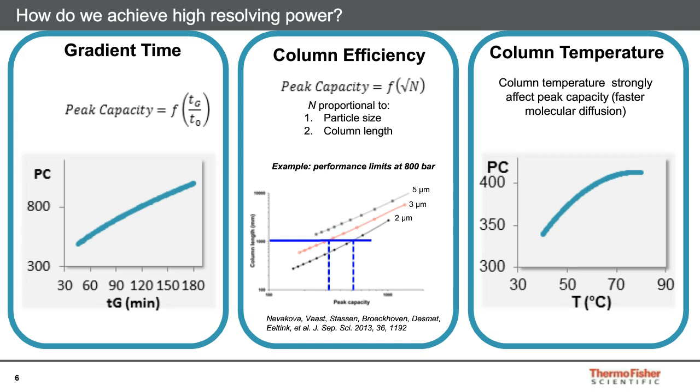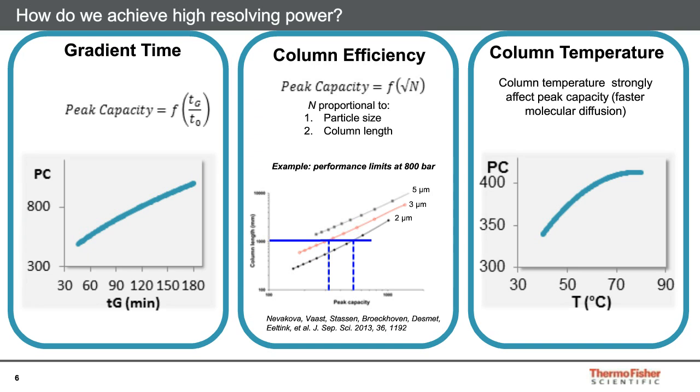The last parameter we can change is the column temperature. And peptide mapping benefits from high column temperature, as you can see in the right figure. And this is due to the fact that the kinetics of the mass transfer of the peptides from mobile phase to stationary phase are optimized.